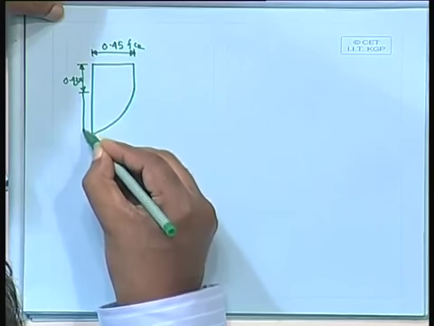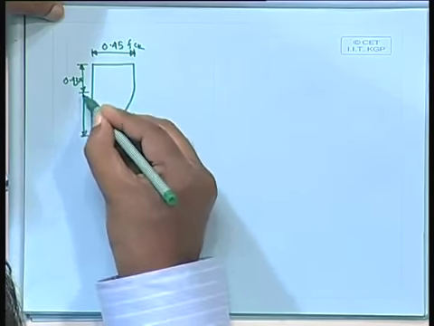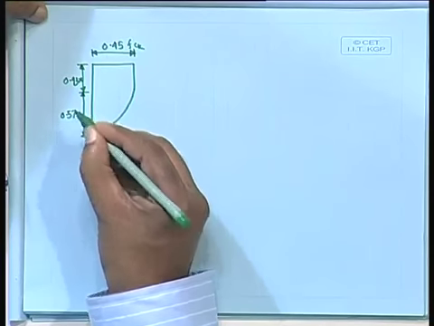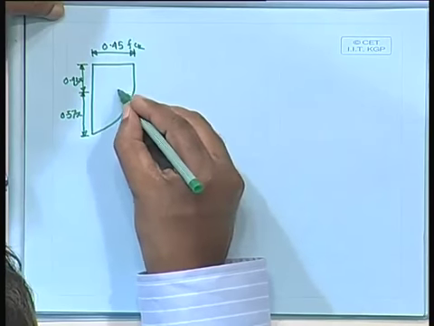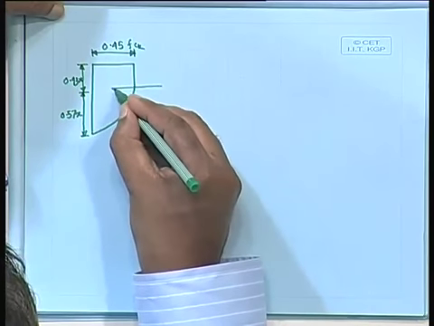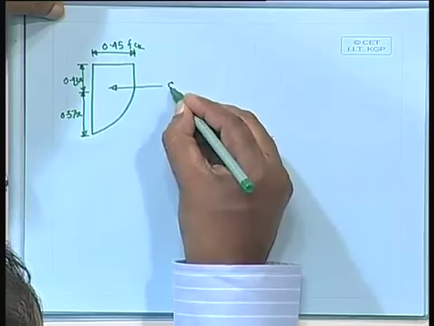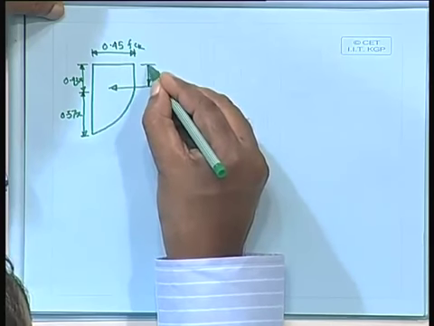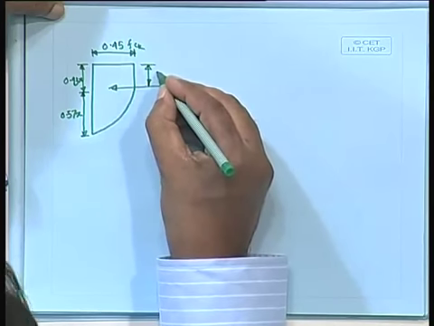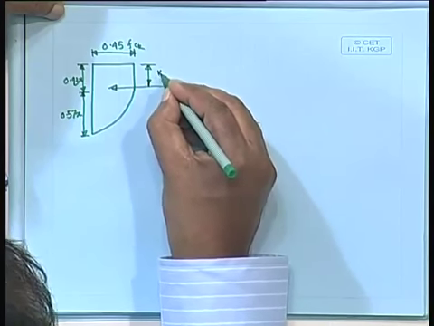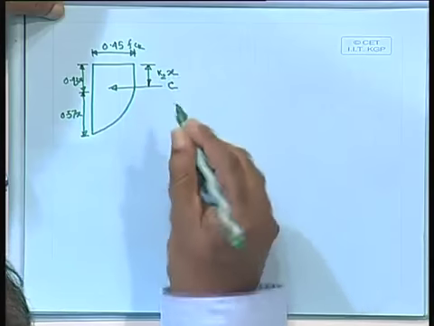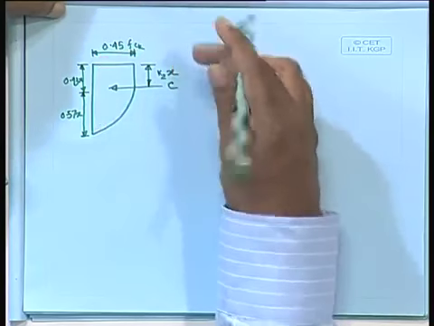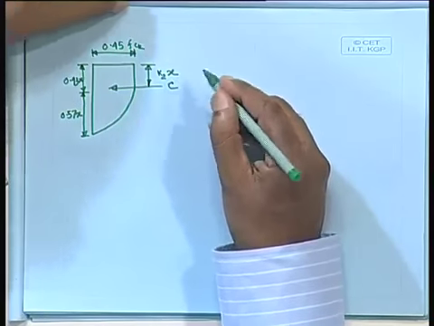0.43x, 0.57x, compressive force. We shall add one more factor, that is K2 times x. X is this depth. What is the factor K2 that we shall find out?